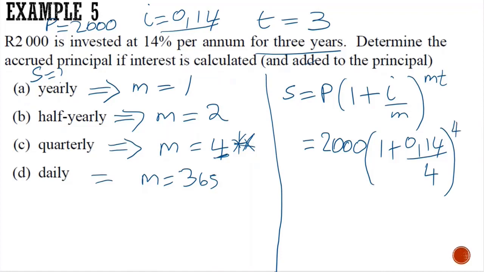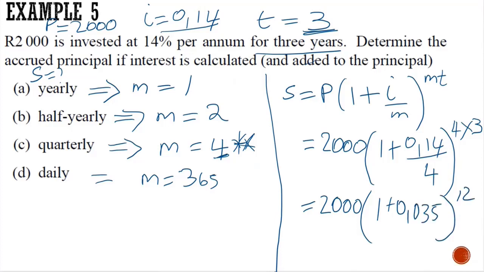Here you're going to have 4 multiplied by your t, which is 3. Then you can just get your answer. This is going to be 1 plus 0.14 divided by 4. So you've got 0.14 divided by 4, which is 0.035, to the power 12. Okay, you can get an answer.